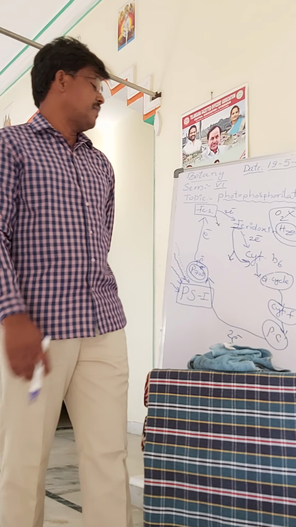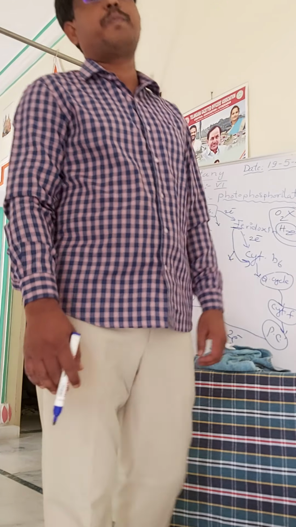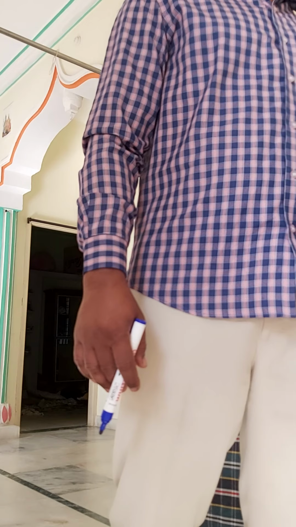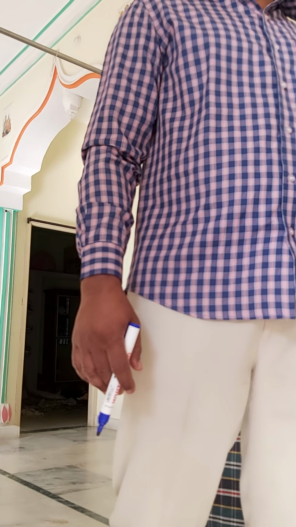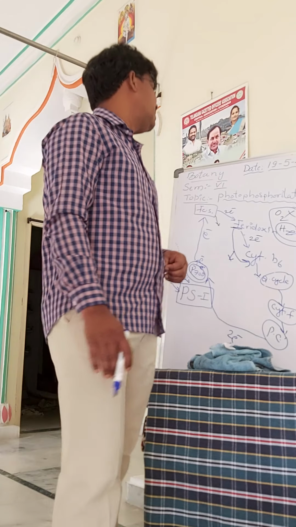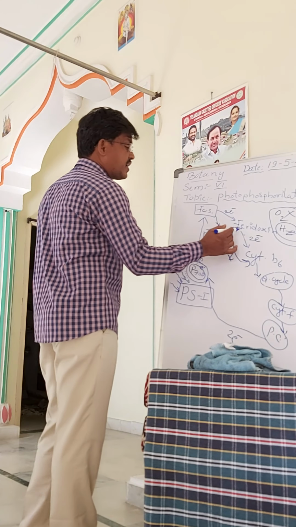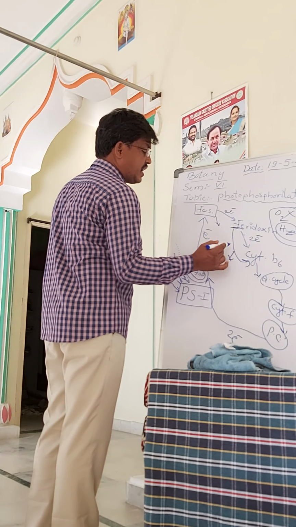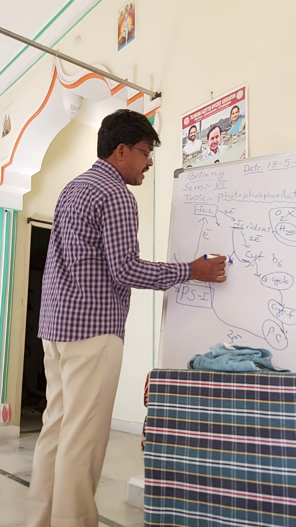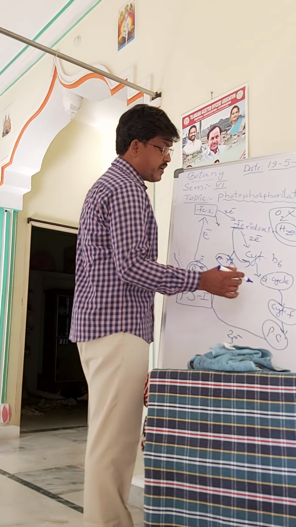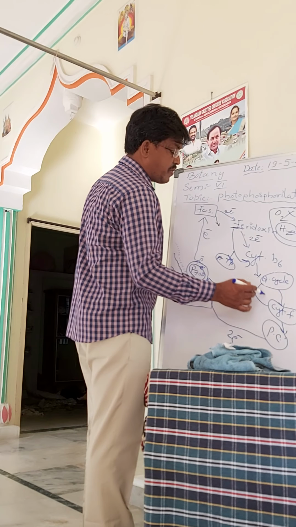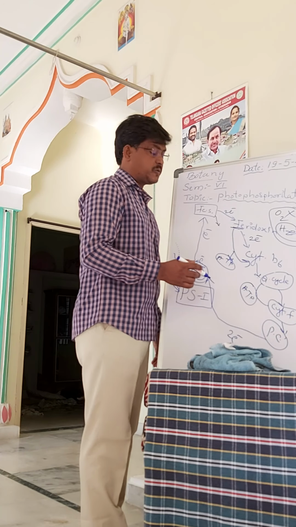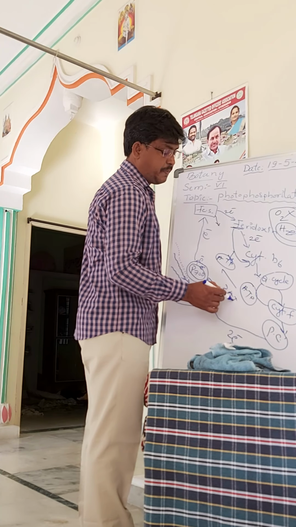So this is about cyclic photophosphorylation. In cyclic photophosphorylation, there are two ATPs. When the electron is transferred from the ferredoxin to the cytochrome B6, one ATP is formed, and when the electron is transferred from the quinone to cytochrome F, another ATP is formed. So in total, in cyclic photophosphorylation, two ATPs are formed.